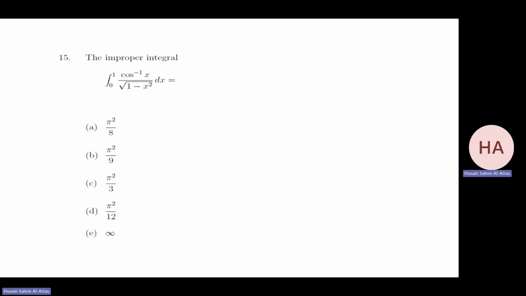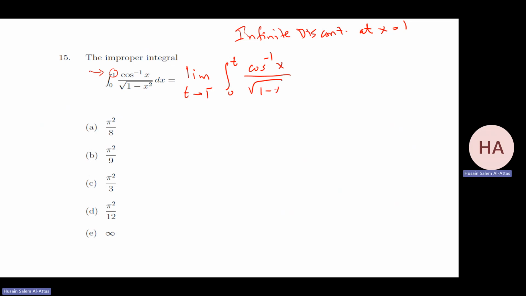Where is the problem? The problem is just with the one. Here I have a problem. So I have an infinite discontinuity at x equal 1. So that will be the limit as t goes to 1 from the left of the integral from 0 to t of cosine inverse x over square root of 1 minus x squared dx.